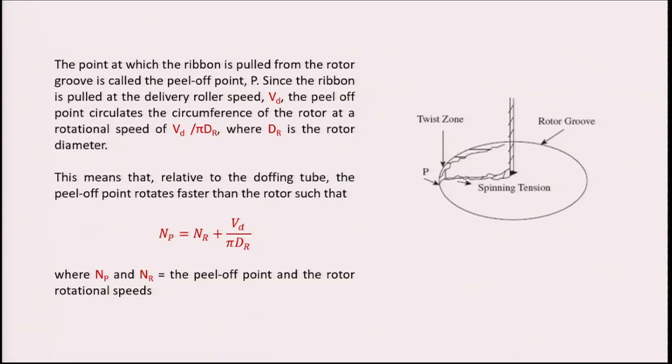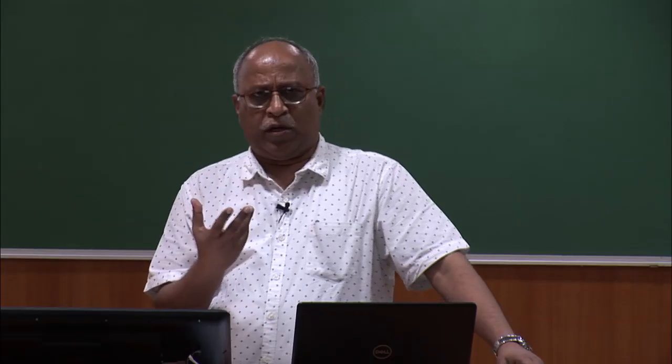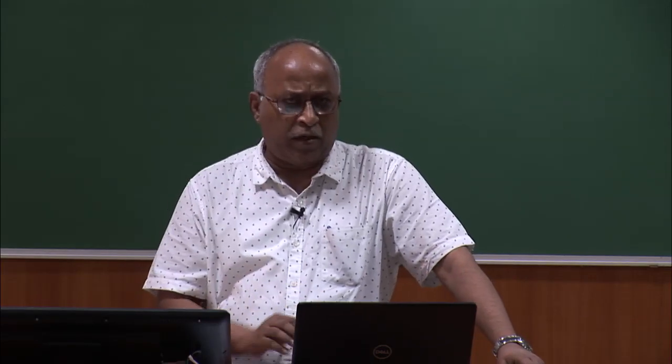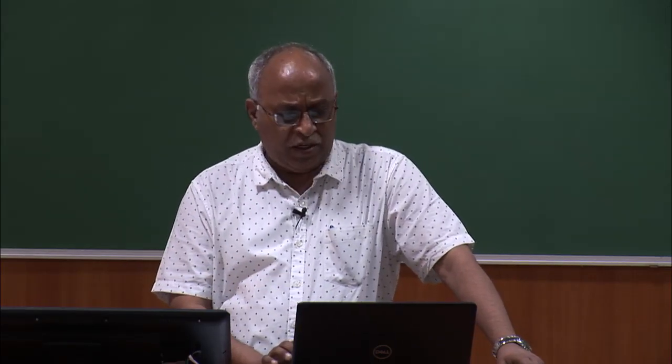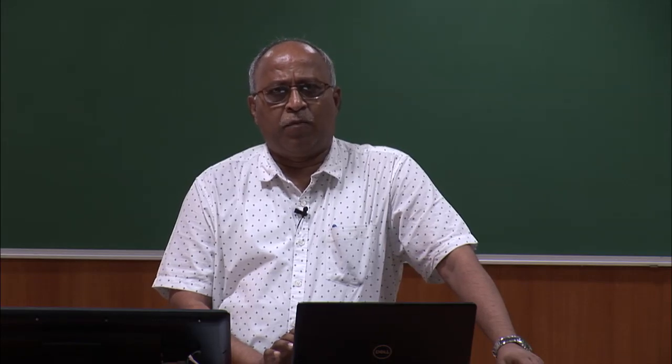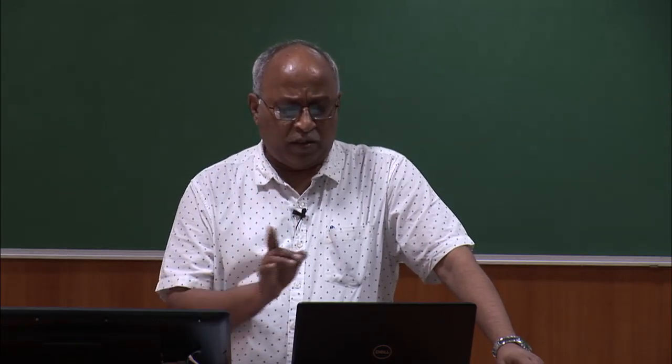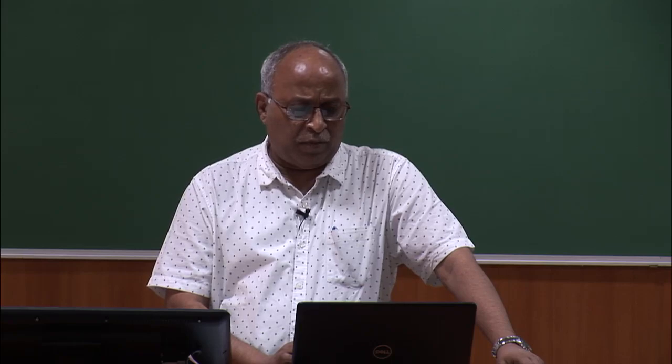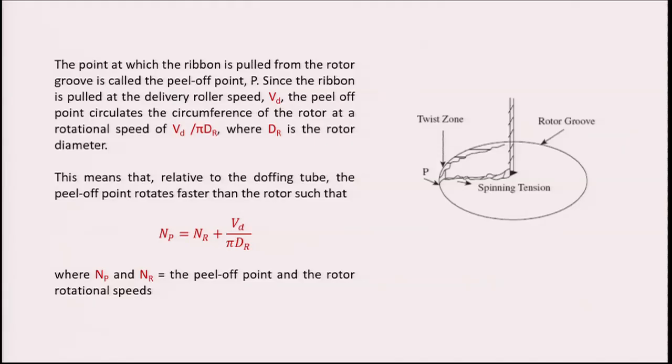Okay. So, you can also imagine, suppose you stop the rotor, you do not rotate the rotor, that means you make n sub r as 0, then the peel off point will go around the circumference of the rotor at a speed of v sub d divided by pi dr. So, then you start rotating the rotor, and the rotor speed adds to that. That means the peel off point speed is going to be the sum of the rotor speed plus v sub d divided by pi dr.